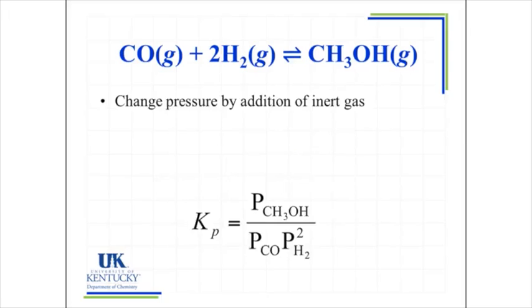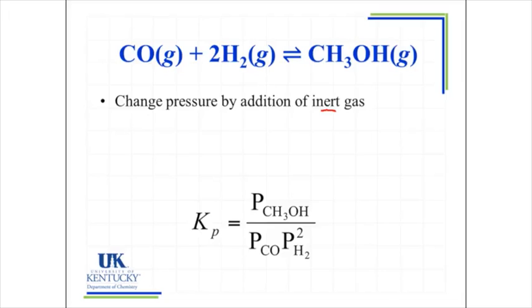Now, if I change the pressure by the addition of an inert gas, I'm still changing the total pressure of the system, but what I find is that I'm not changing the partial pressure of any of my substances. Therefore, changing the pressure through the addition of an inert gas will not have any effect on the equilibrium of this system. One thing we have to worry about is what is an inert gas?